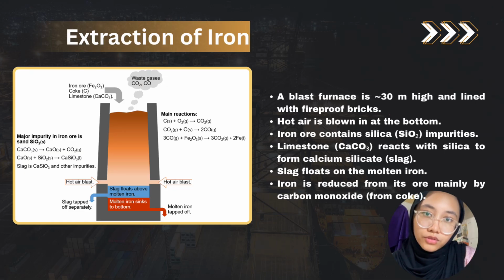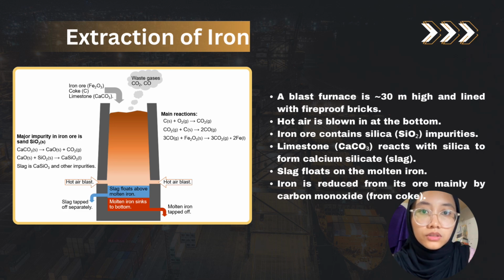Iron extraction from iron ore in a blast furnace uses three main materials: iron ore, carbon, and limestone. First, hot air is blown in from the bottom. This makes the coke burn and produce carbon monoxide. Carbon monoxide is important because it removes oxygen from iron ore, changing iron oxide into molten iron.